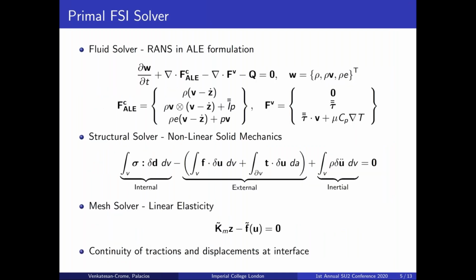In terms of technical background, I'll start with the primal FSI solver. We have the fluid domain, structural domain, and the mesh domain to consider. For the fluid solver, I've given here the equations for the compressible RANS equations in ALE formulation, such that the grid velocities are included in the convective flux calculation to support moving boundary problems as needed for FSI. The viscous fluxes are calculated through FV, which can be set to 0 for inviscid problems.